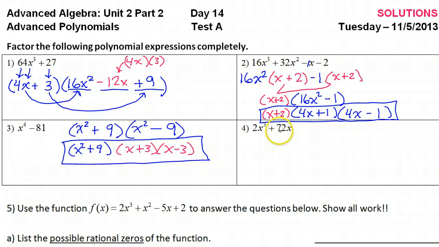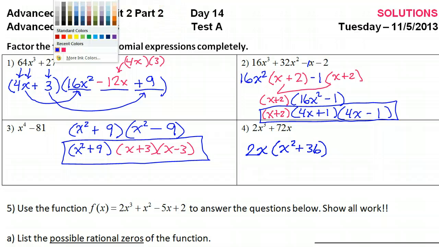Now, looking at number 4, the first step of factoring is to look and see if there is a common factor. And we need to factor out the GCF. Now I see the 2, both of these are even, so it's definitely going to be divisible by 2. And I see the x and the x to the 3rd, so they both have at least one x. So this is the GCF. So that is going to leave behind, if I divide here, x squared plus 36.